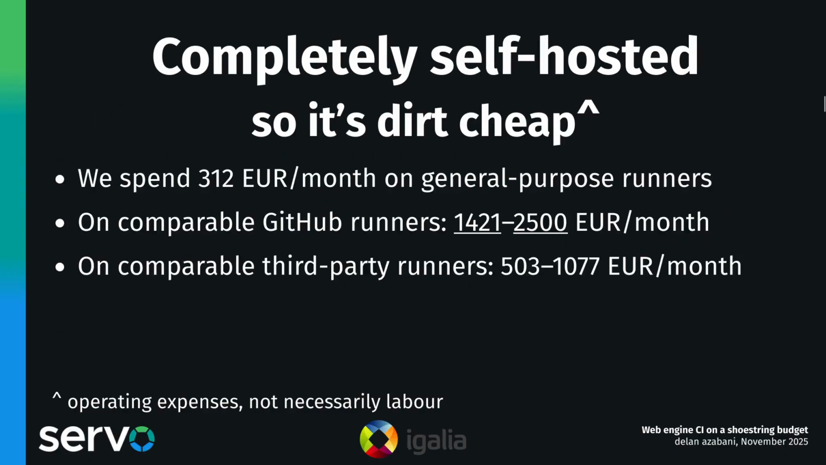Now, how cheap is that? Well, in our deployment in Servo, we spend about 300 euros per month on servers that do general purpose runners. And these handle most of our workload. If we were to compare that to if we were running on GitHub hosted runners, there'd be almost an order of magnitude increase in costs. Somewhere like 1,400 to over 2,000 euros per month if we were doing the same work on GitHub hosted runners. There are also significant increases if we went with third-party runner providers as well, although not quite as much.